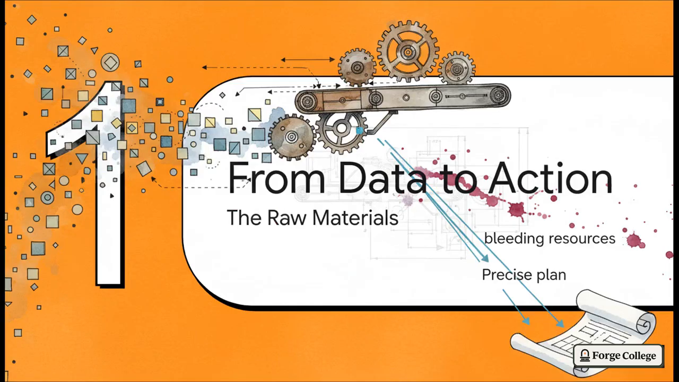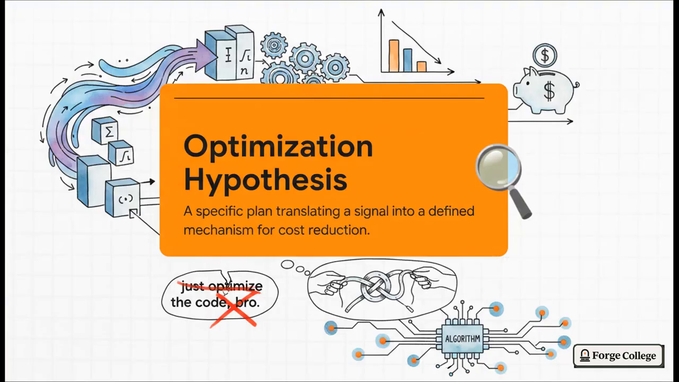All right, part 1, from data to action, looking at our raw materials. You see, those numbers from our previous measurement pass, they aren't just random data. They are concrete signals showing exactly where our app is bleeding resources. And that means we need an optimization hypothesis. Seriously, I want you to banish the phrase, "just optimize the code, bro," from your vocabulary right now. It just doesn't work. Vague advice is literally the enemy of efficiency here.